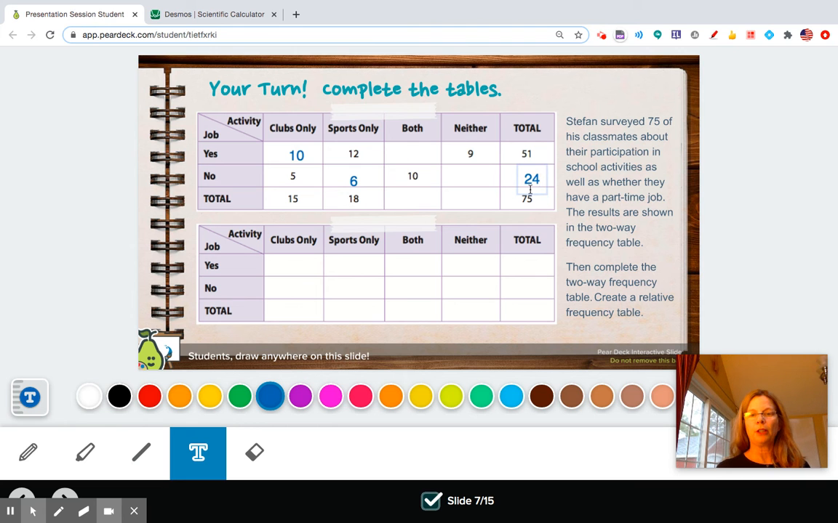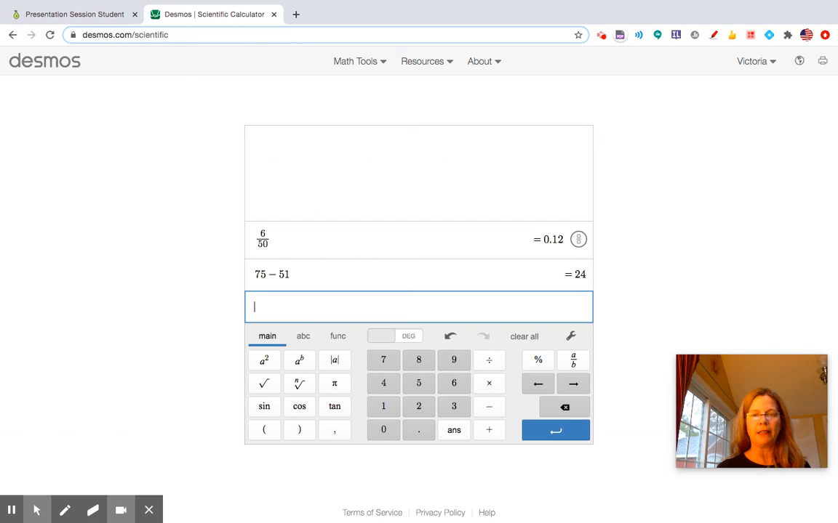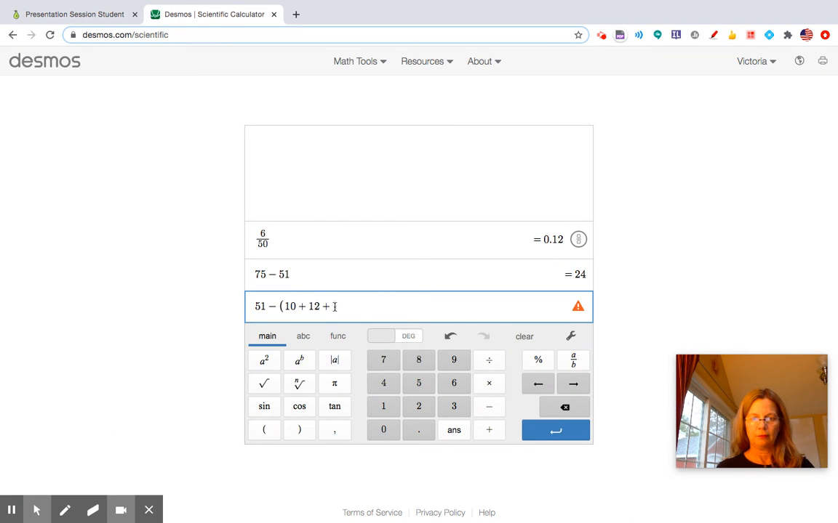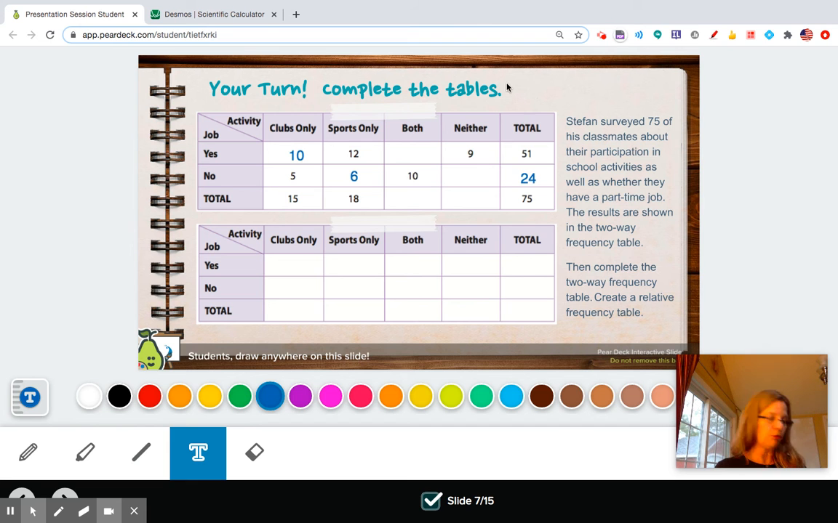For me, I enjoy working mental math with numbers, but not everybody does. Some of you are going to want to use a calculator because it's just what you prefer. All right, so 51 minus the sum of this. I will use a calculator in this case. 51 minus, I think it was 10 plus 12 plus, and I have to look. 51 minus 10 plus 12 plus 9. And that'll be 20. So I'm going to put 20 right here.